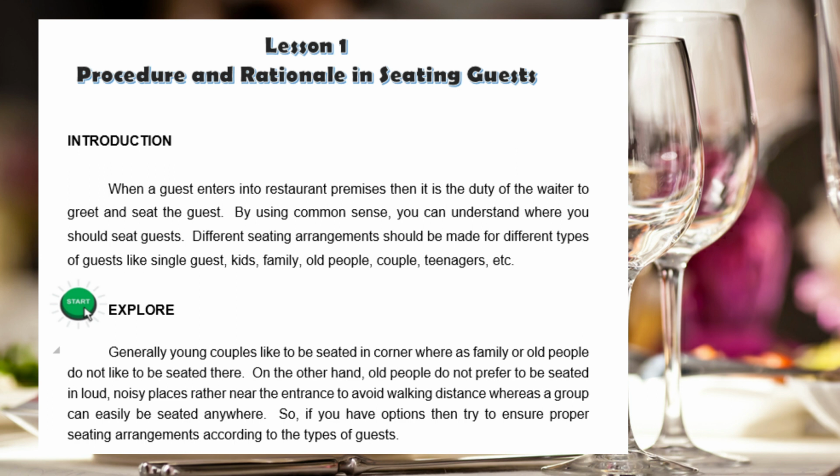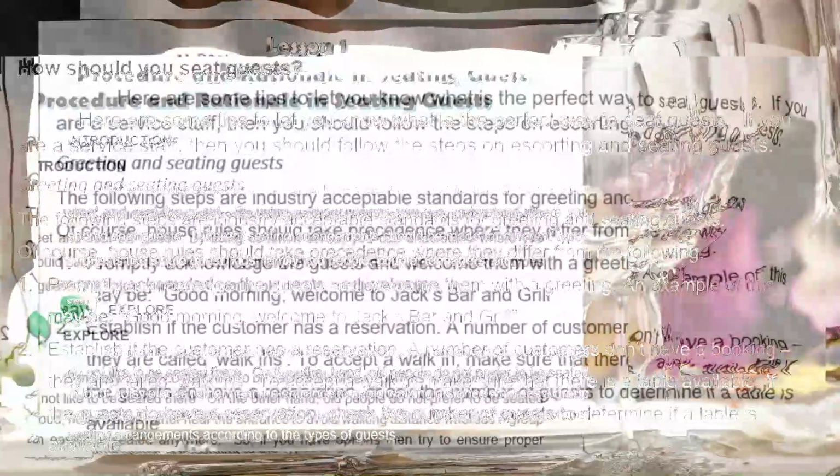Generally, young couples like to be seated in corner, whereas family or old people do not like to be seated there. On the other hand, old people do not prefer to be seated in loud, noisy places, rather near the entrance to avoid walking distance, whereas a group can easily be seated anywhere. So, if you have options, then try to ensure proper seating arrangements according to the types of guests.